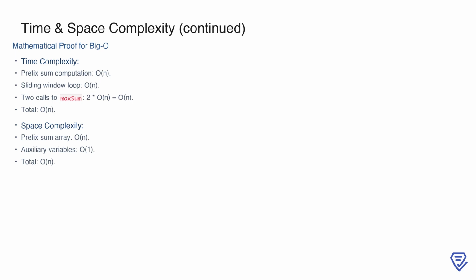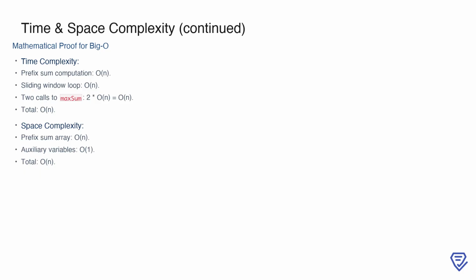To solidify our understanding, let's summarize the mathematical proof for the algorithm's big O complexity. For time complexity, the prefix sum computation runs in O(n), as it involves a single pass through the array. The sliding window loop in the maxsum function also iterates over the array once, contributing another O(n). Since the maxsum_to_no_overlap function calls maxsum twice, the total time complexity is 2 O(n), which simplifies to O(n).